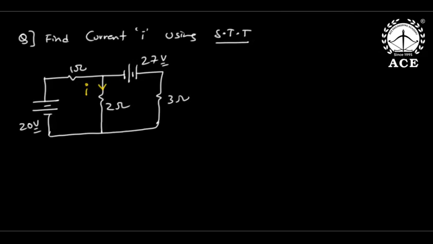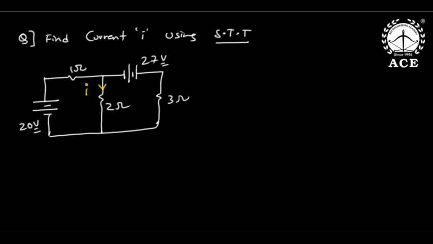Now listen. Find current I using source transformation technique. Everybody listen. Source transformation technique is a reduction based on target. So your target is current I in the 2 ohms branch.